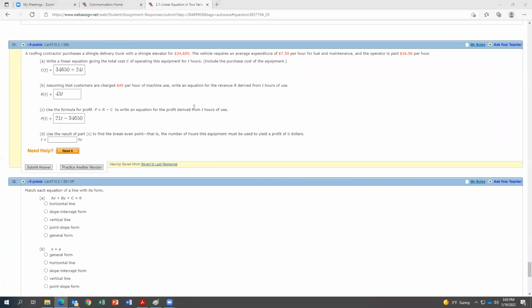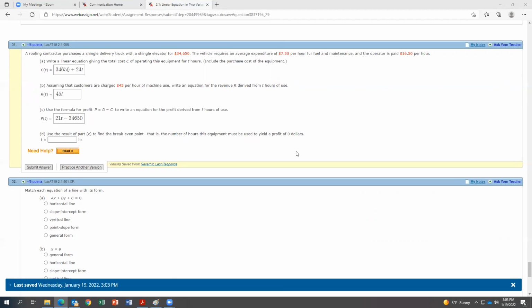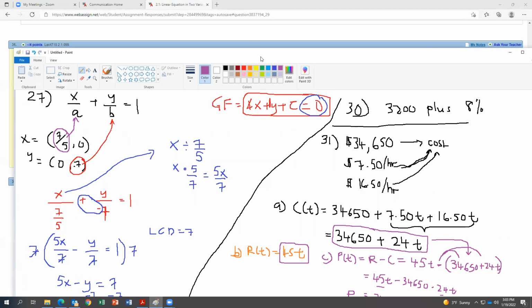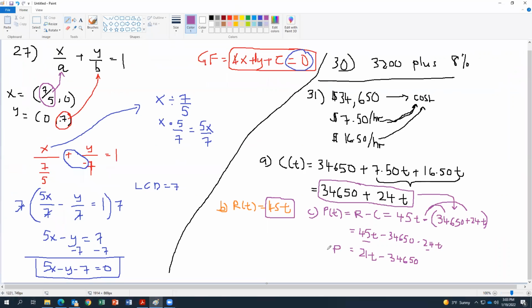And the last one is you have to find the break-even point. What is the break-even point? Break-even point means your profit is at 0. So what we do on this question D here is we got the profit equation here. In order for us to make a break-even point, you just need to substitute your profit to become 0. So you take this whole equation and you just set it equal to 0.